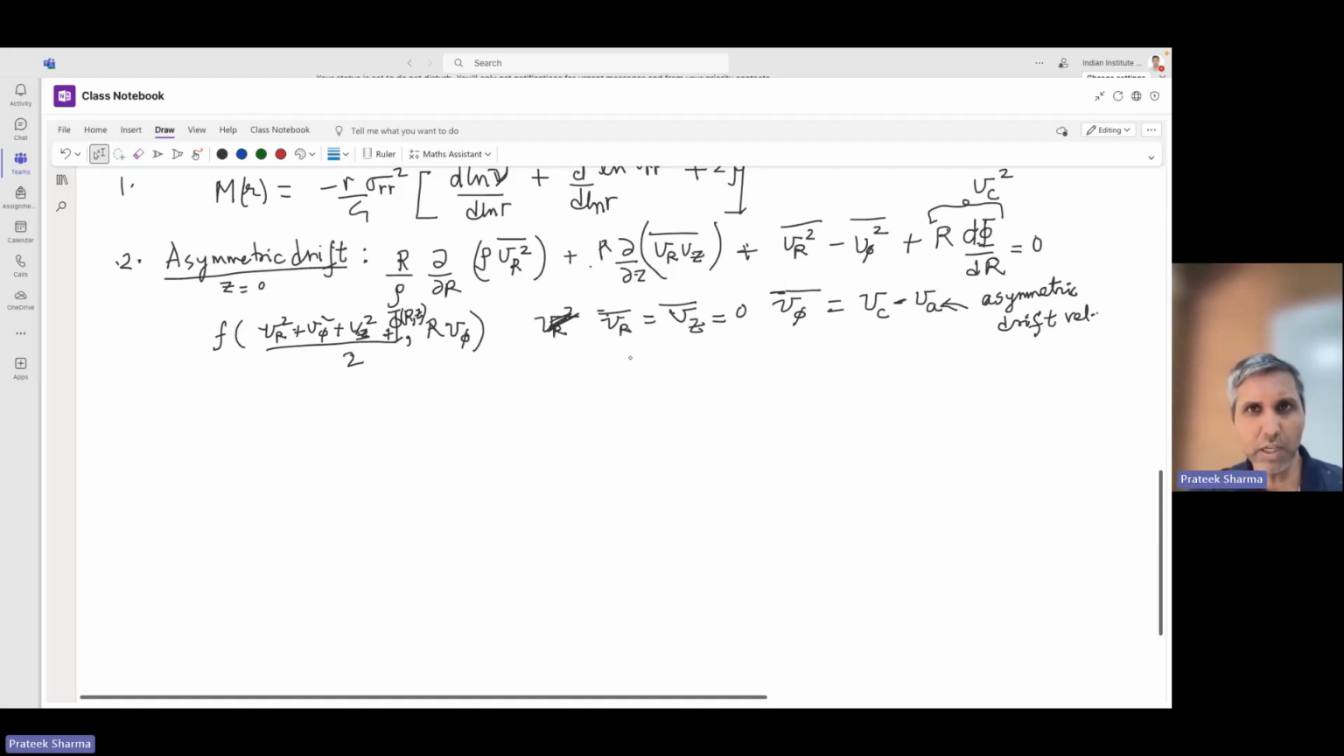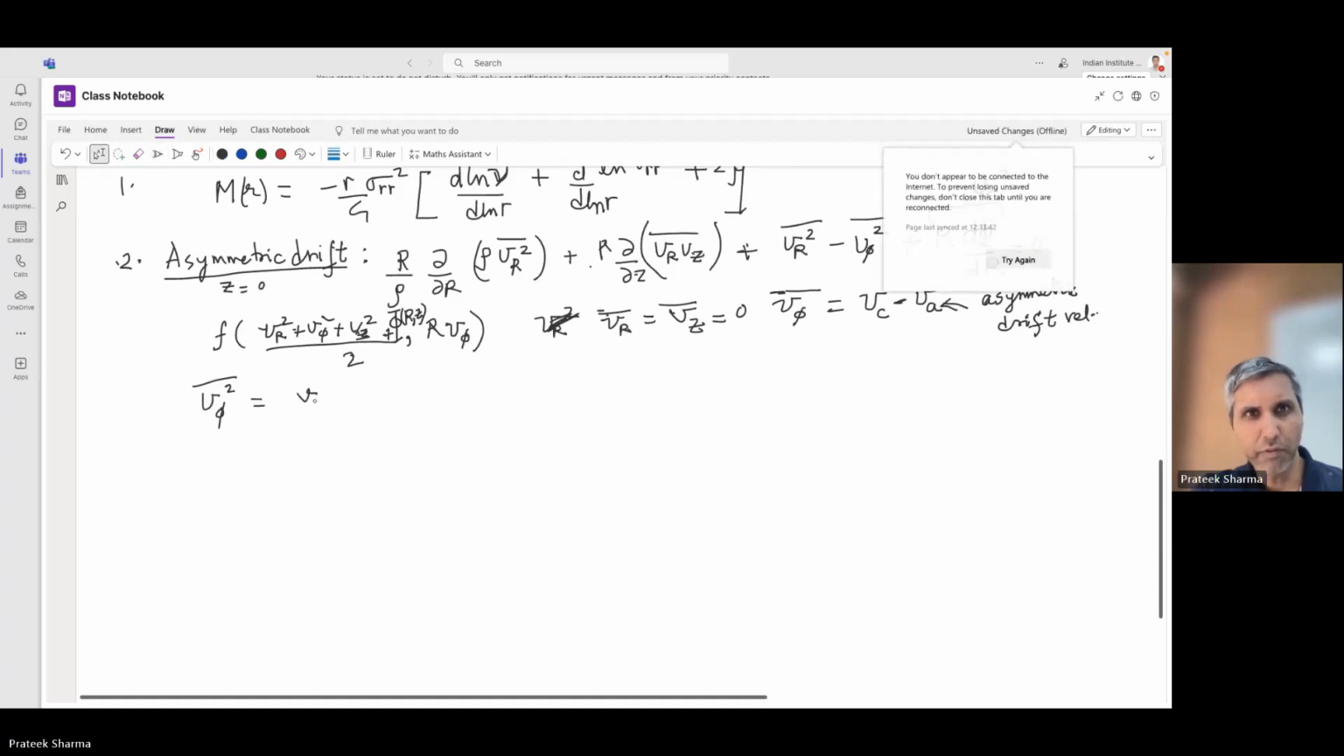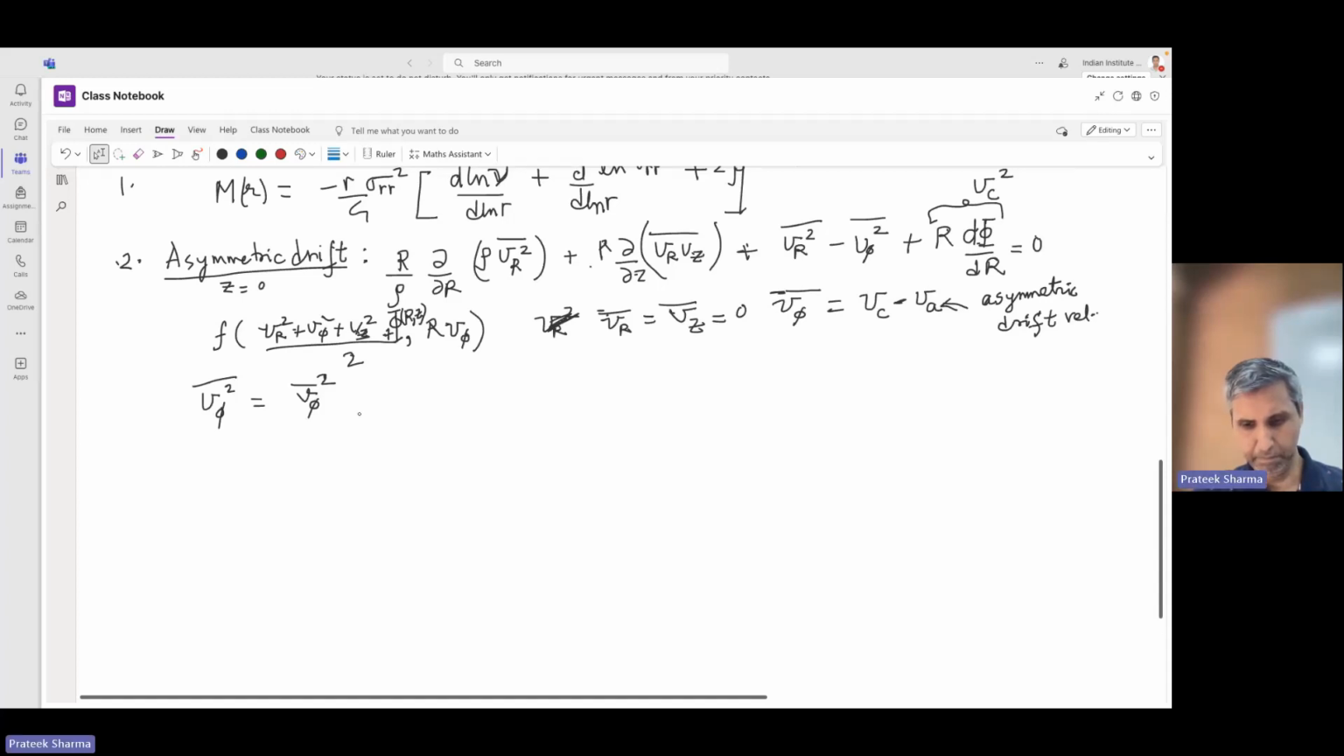So this is V phi squared. So let's see. V phi squared bar is equal to V phi bar squared plus sigma phi squared, or sigma phi, same thing. So the V squared bar is equal to the bulk velocity squared plus the random velocity in the phi direction squared.